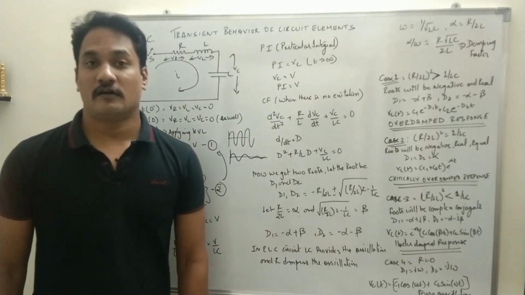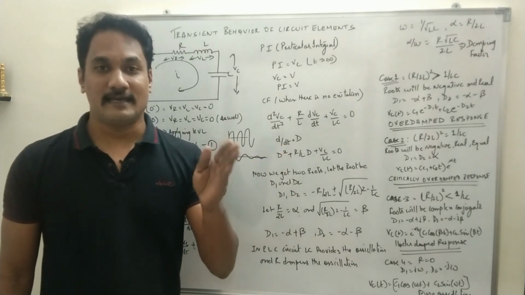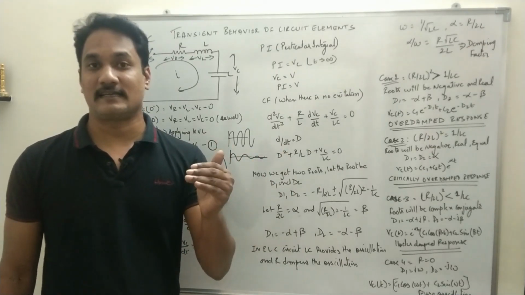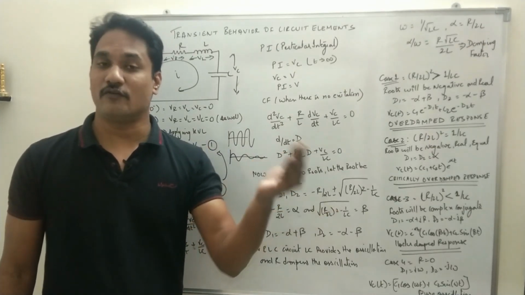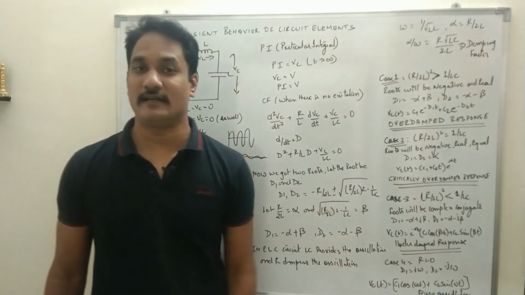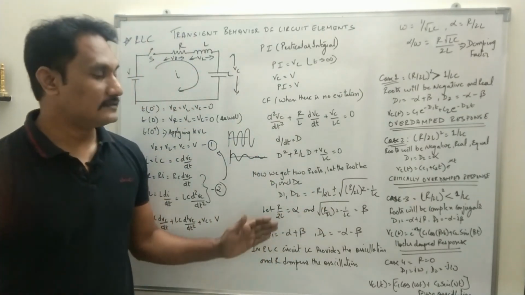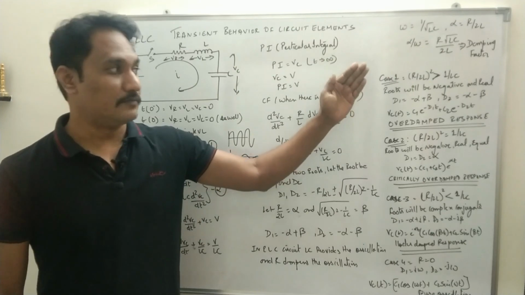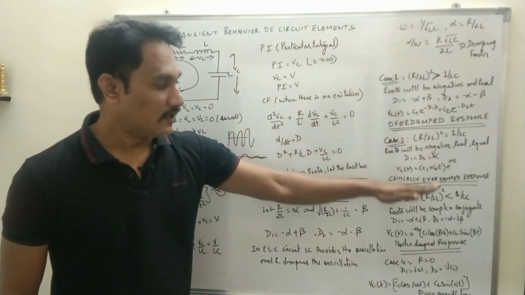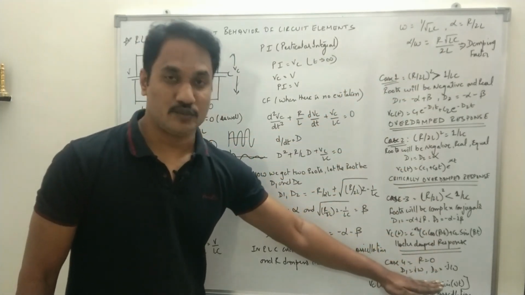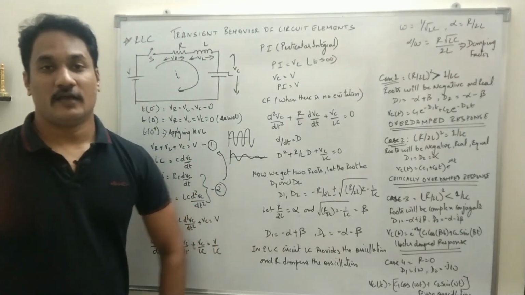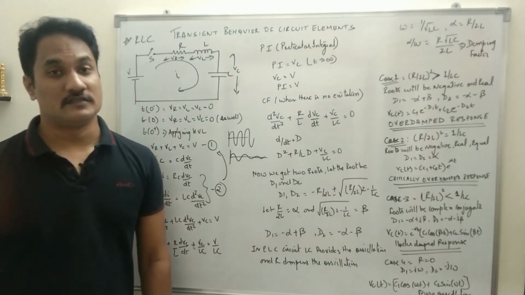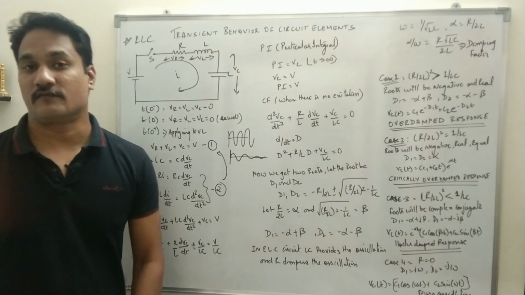So when R, L and C are connected in a circuit and an external excitation is provided as a source, the transient behavior of the circuit will be according to the cases which we have derived. I hope you have understood. This is all about the transient behavior of the circuit elements.